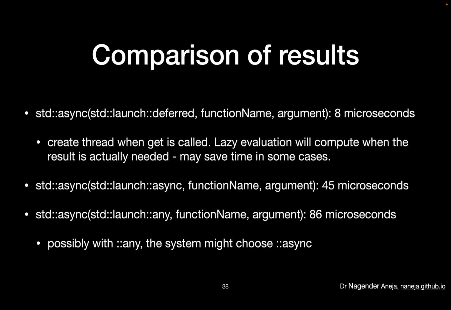Comparison of results. In case we want to compare different options, for example, this is std::async with deferred. If we use the deferred approach, then it takes 8 microseconds. If we use async with the async option, which creates the thread now, then it takes 45 microseconds, even higher. So deferred is much better here, 8 microseconds only. Deferred means lazy evaluation. It doesn't do any work; it does it only when it's required. So it may save time in some cases only. With the any option it is system dependent, but it looks like they are very similar, so the system is using async when you call any.